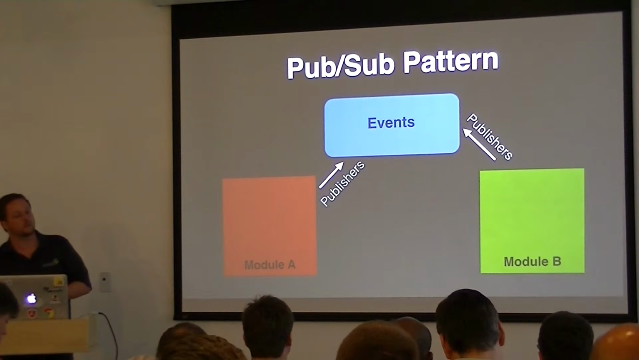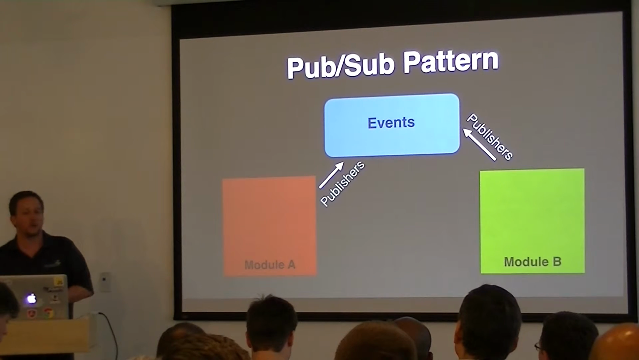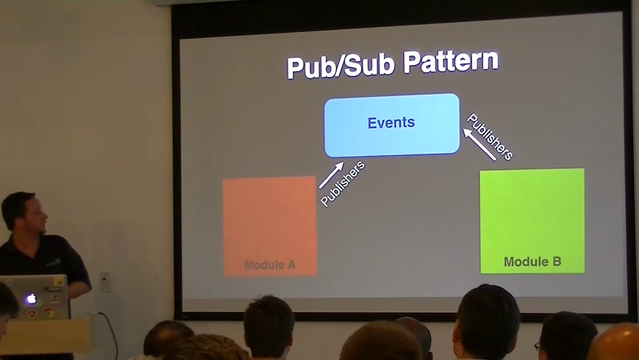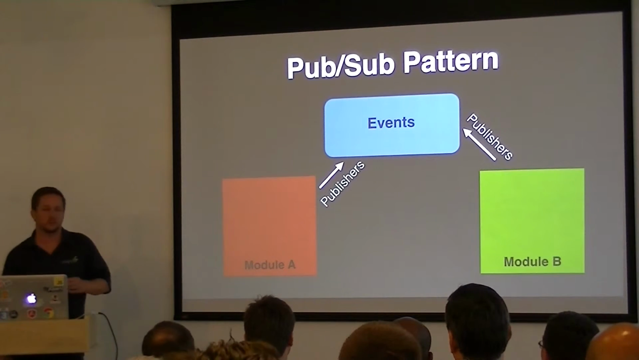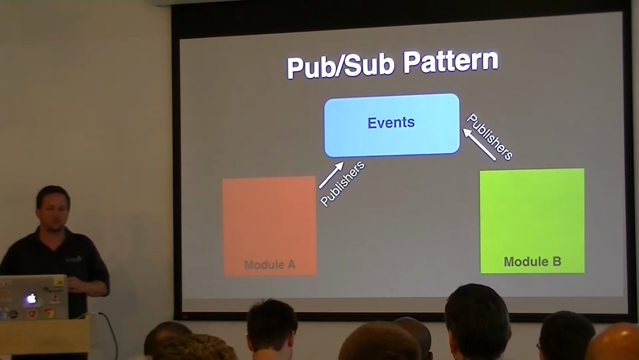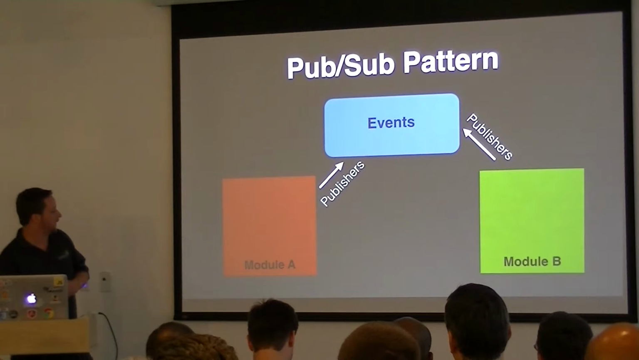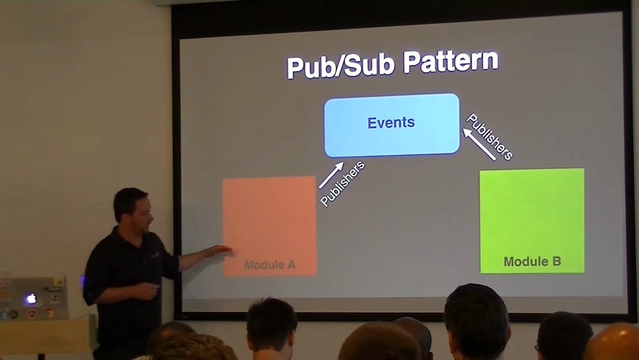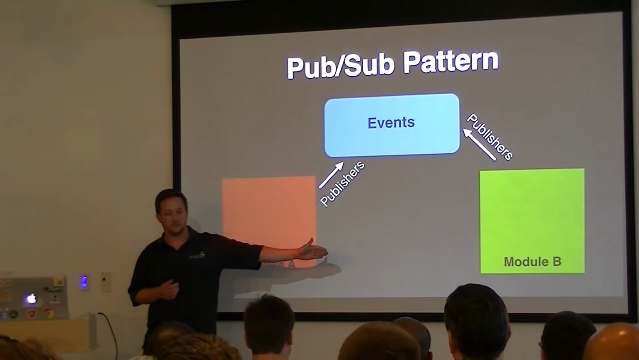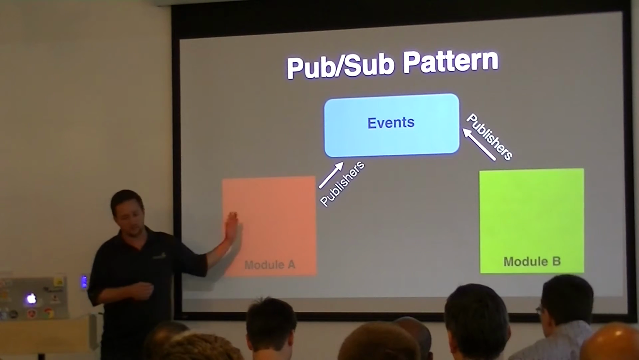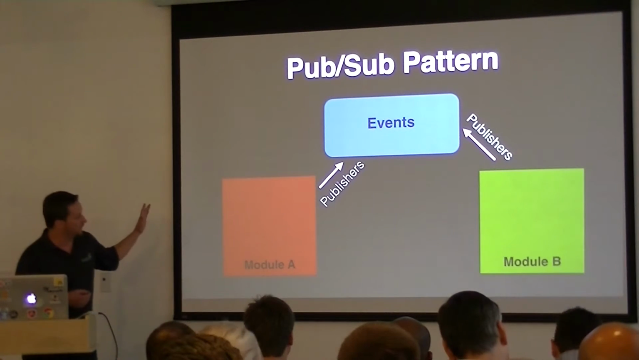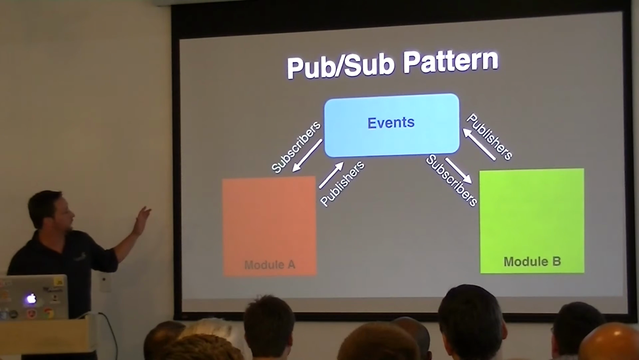Another pattern to kind of grasp, and I'll show you an example of these as time permits, is the pub sub pattern. This allows your modules to talk together without module A having to say module B dot get name. Module A could actually have a subscriber.